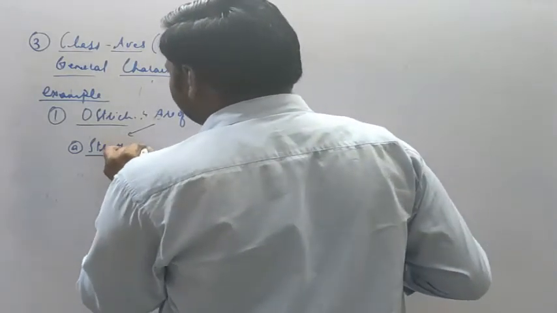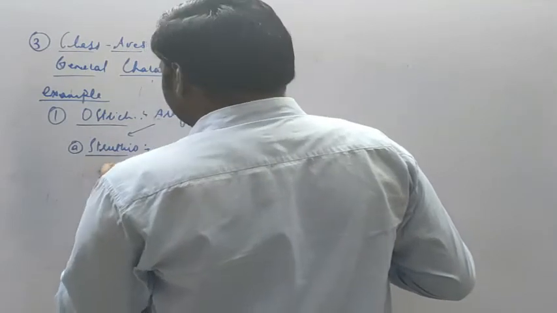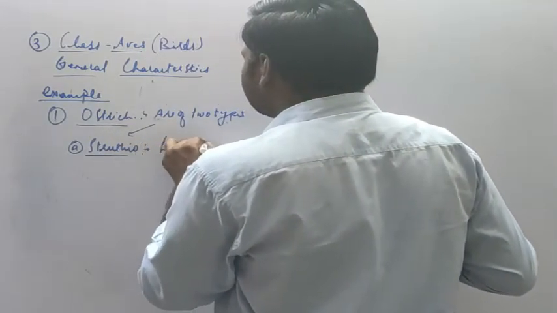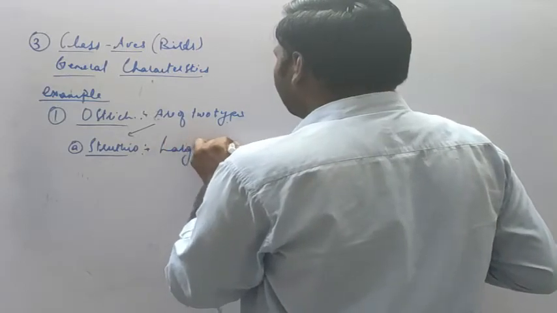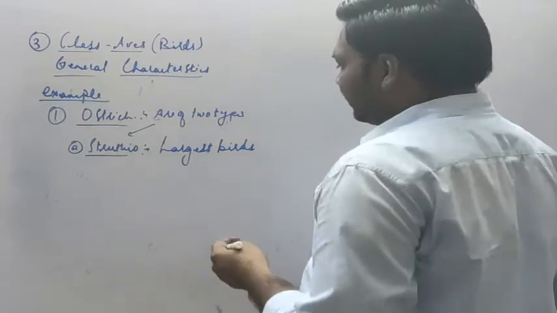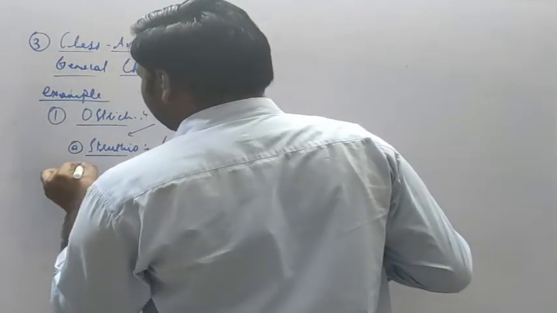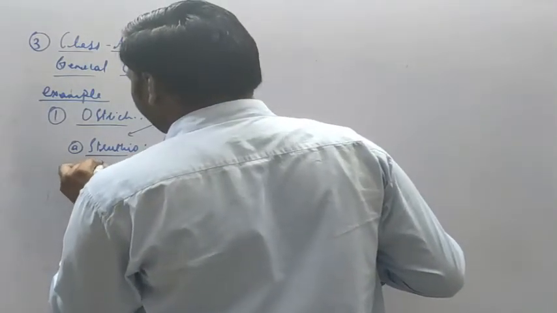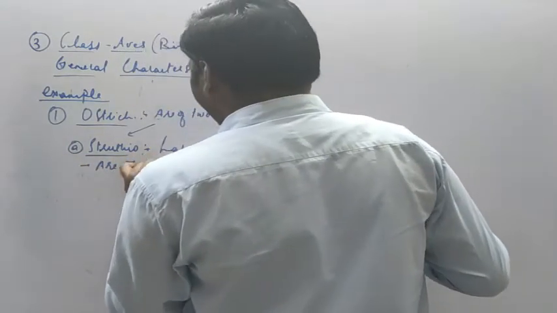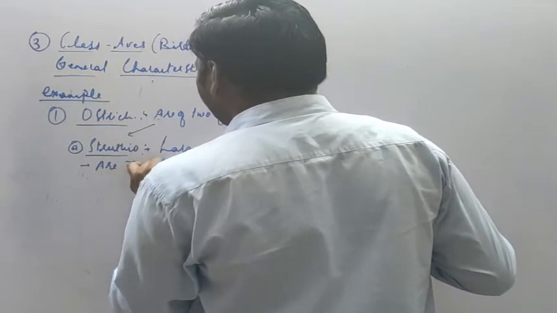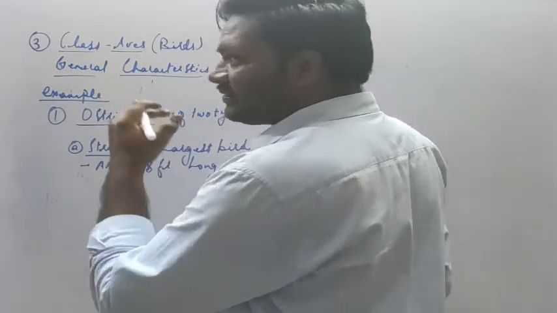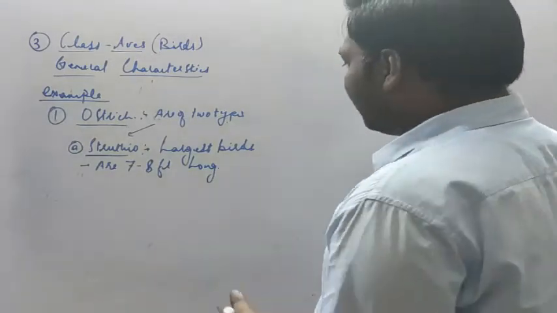So let's see the characteristics of this Struthio. These are the largest birds. Then next, they are 7 to 8 feet long. So their height is 7 to 8 feet, that much bigger they are.